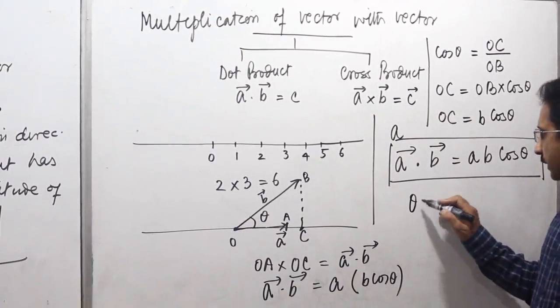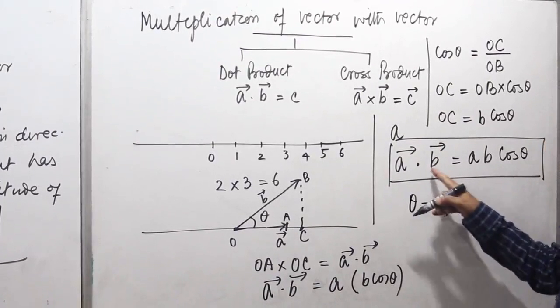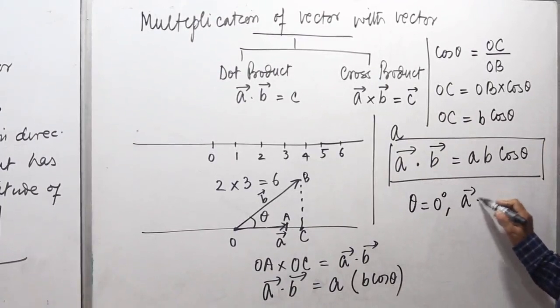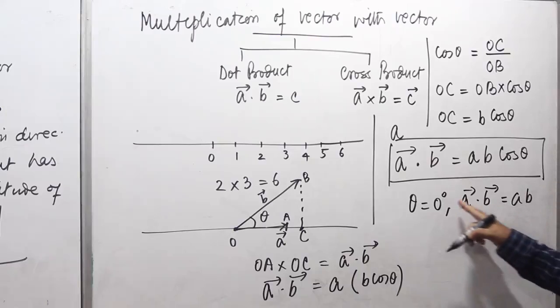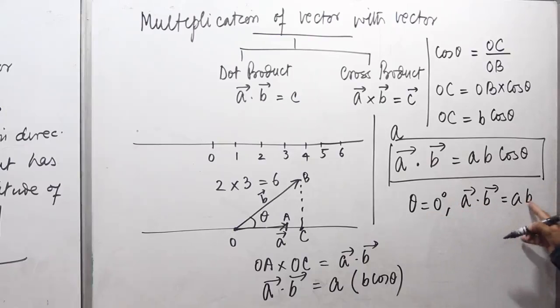Now taking the values of theta, suppose theta is equal to 0 degree. देखिए यहाँ पर क्या होगा, a dot b will become equal to ab, because theta is equal to 0 degree. Both these vectors lie along the same direction, so they behave like scalars, as if we have multiplied scalars.